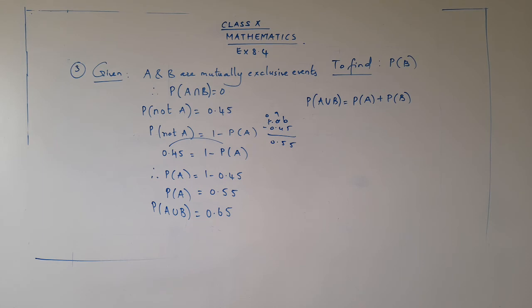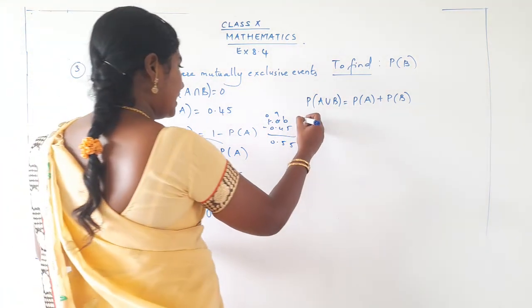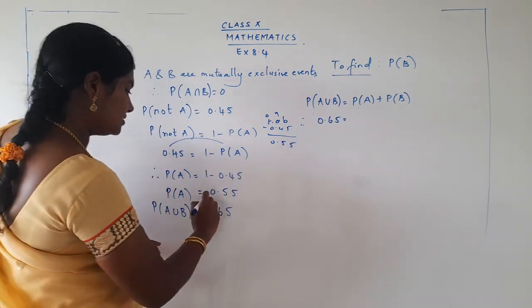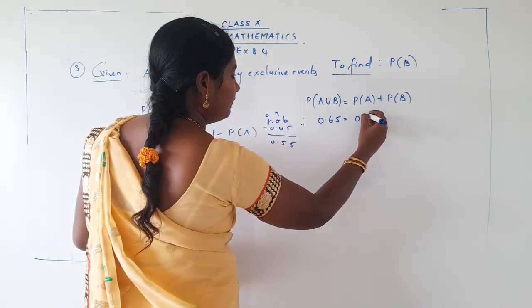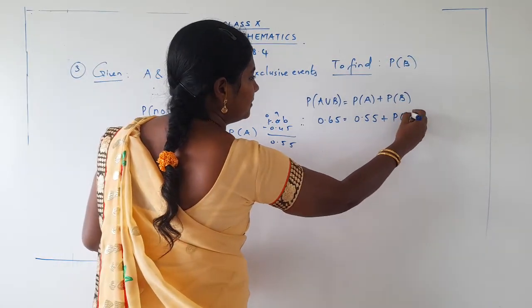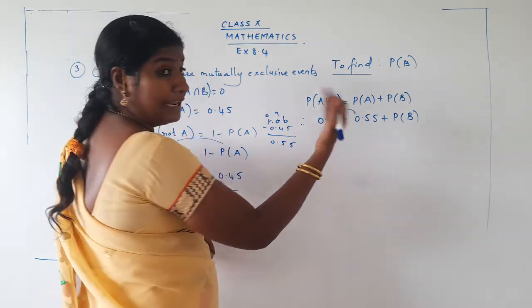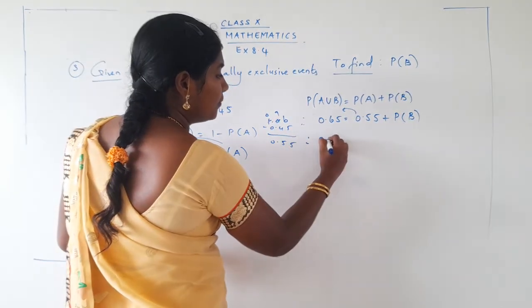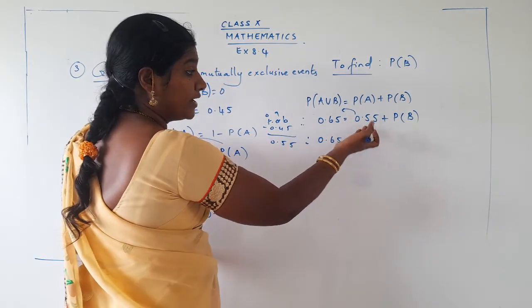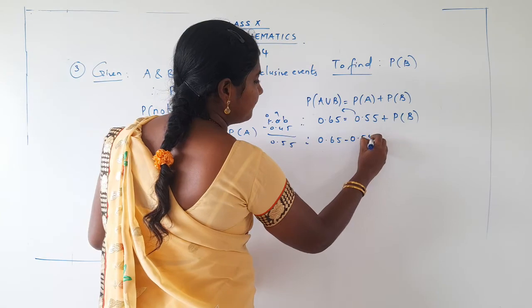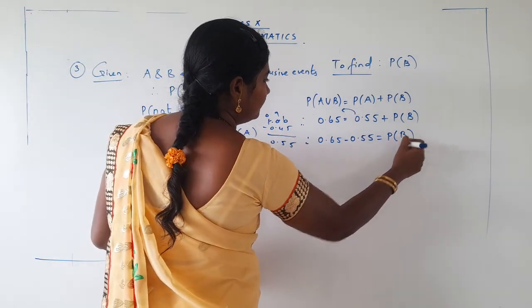So now we are just going to substitute the values over here. So I know the value for P of A union B, I know the value for P of A. So just substitute the values. I get therefore 0.65 is equal to P of A is 0.55 plus P of B. That's what you have to find out. So just bring this number to the left hand side. I get 0.65. Now this is plus. So when it comes to the left hand side, it turns to be negative. So minus 0.55 is equal to P of B.